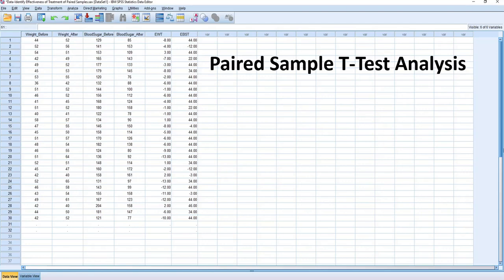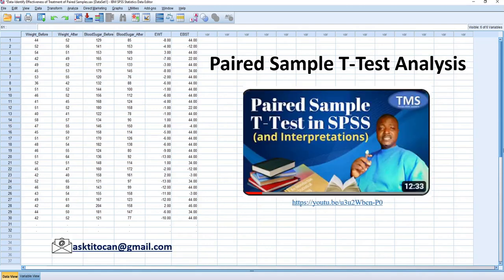This is where paired sample t-test analysis comes into play. These test statistics will help to determine if the effectiveness in your treatment is statistically significant or not by measuring whether there is significant difference in your construct between before treatment and after the treatment. To learn more, kindly see my video on paired sample t-test in SPSS. The link to the video is given in the description section of this video and also quoted at the end of this video.